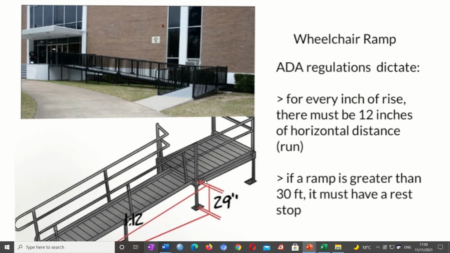We should calculate the slope. We should calculate how high it is from the floor and how long it is, how long we need it and how high we need it. In fact, we should calculate the slope.